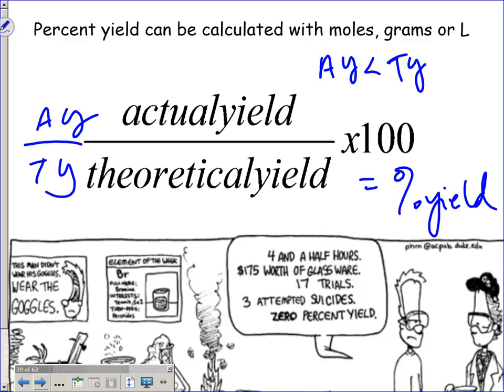So in terms of the mathematics behind this, you will have to make sure that your units are either in moles per moles, grams per grams, or liters per liter. Whatever you use, it's up to you, but it must be the same units on top and bottom so that you don't have any miscalculations.